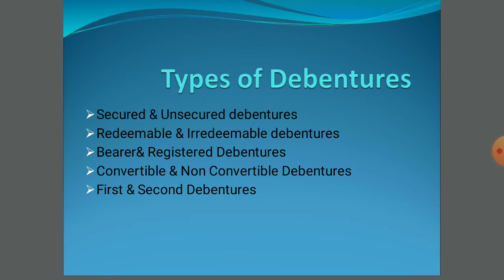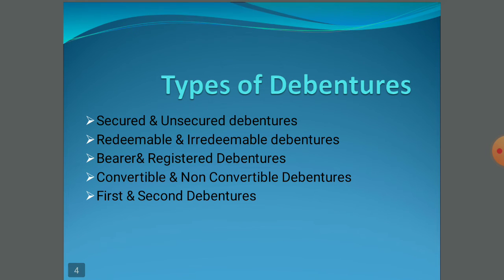The next type of debentures are bearer and registered debentures. Now we are all aware of bearer cheques and crossed cheques. It is similar to that. With bearer debentures, the interest is given to the individual who produces the loan certificate or the coupon to the organization. But in the case of registered debentures, only the debenture holders whose names are registered in the account books of the organization get the interest from the organization.